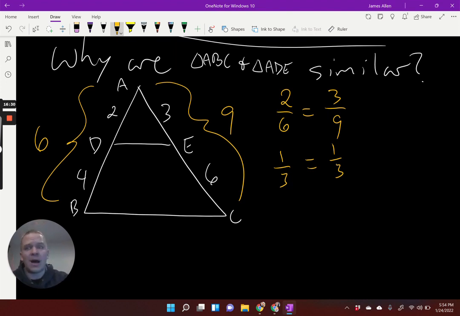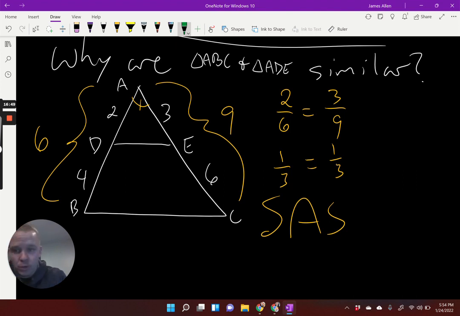So now I need another side or an angle. Well, I don't know anything about the bases here, DE and BC, but I do know angle A, reflexive property, boom, side, angle, side. Awesome.